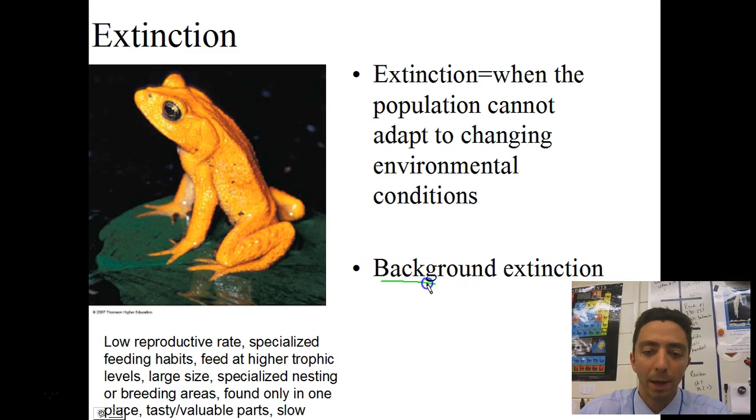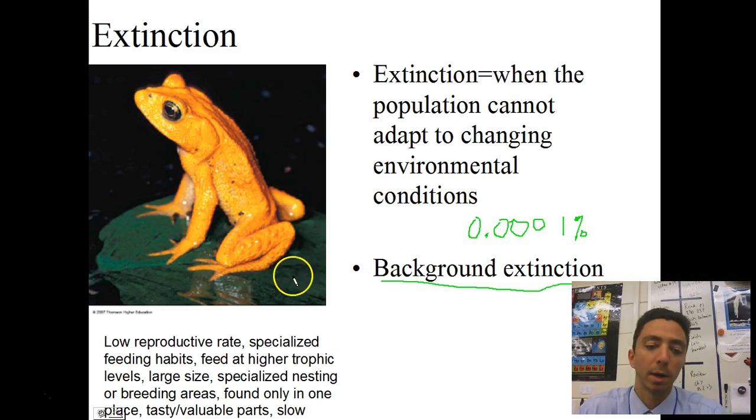And so the phrase background extinction refers to what happens naturally. Normally throughout the history of the Earth, species have gone extinct at a pretty low rate, but pretty much consistently throughout time. That rate is about 0.0001% of species going extinct. All right, so it's a very low percentage right here.